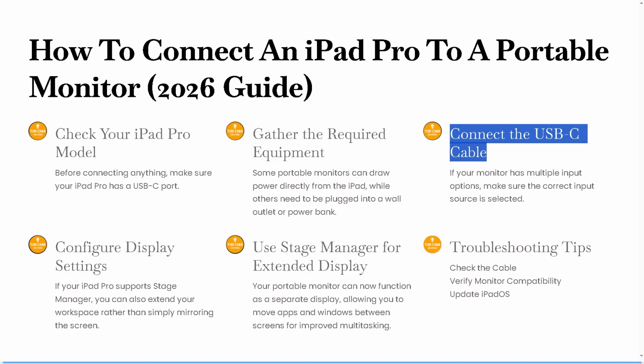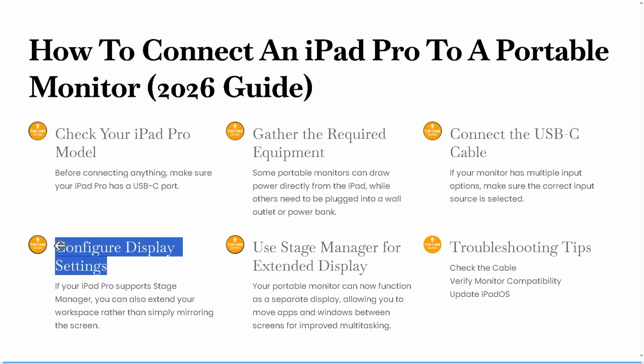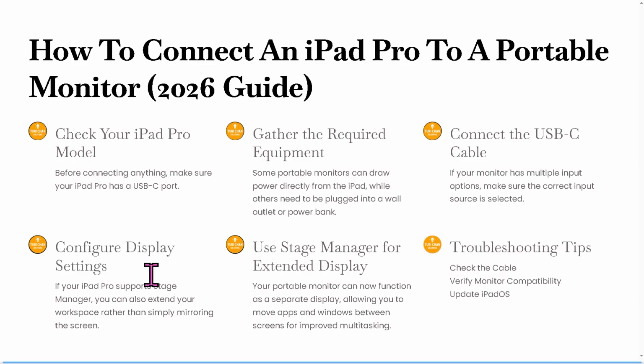And of course, you need to configure the display settings. Once connected, your iPad may automatically mirror the display. To adjust display settings, open the Settings app on your iPad and tap Display and Brightness. Select the connected display if available, then adjust the resolution, brightness, scaling, or display arrangement settings.